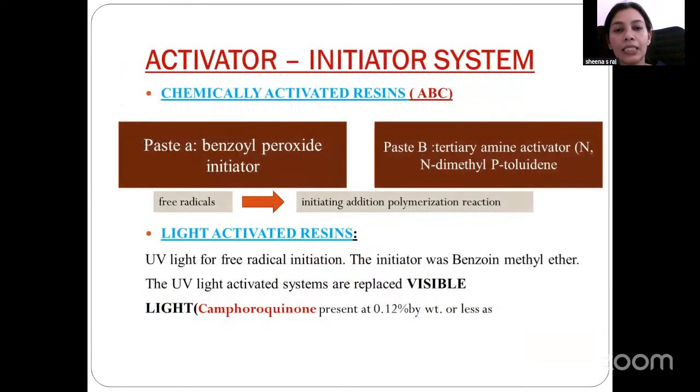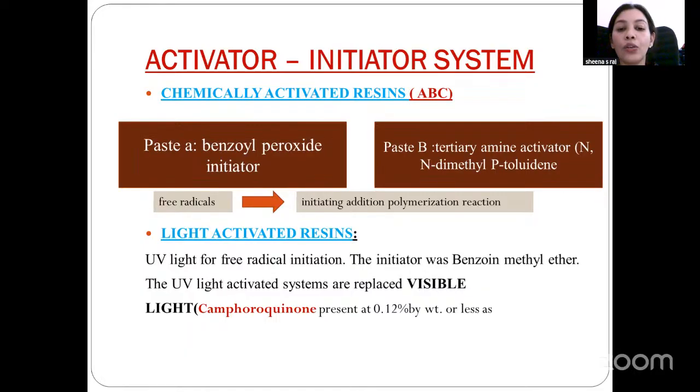As I've already discussed, some important points: chemical activator, we know it is benzyl peroxide on one side, and paste B has tertiary amine. So you can memorize like A, B, C. A for amine, B for benzyl peroxide. C, we are talking about composite. The other, we were talking about the acrylic. Don't get confused. So here it is A, B, C. C is the last. Chemically activated, we have amines and benzyl peroxide. Light activated, it's benzoin methyl ether. It is actually the initiator.